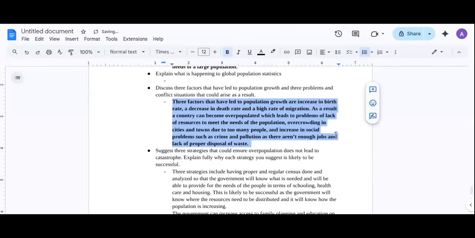So 3 factors that have led to population growth are increase in birth rate, a decrease in death rate, and a high rate of migration. As a result, a country can become overpopulated, which leads to problems of lack of resources to meet the needs of the population, overcrowding in cities and towns due to too many people, and an increase in social problems such as crime and pollution, as there aren't enough jobs and lack of proper disposal of waste.